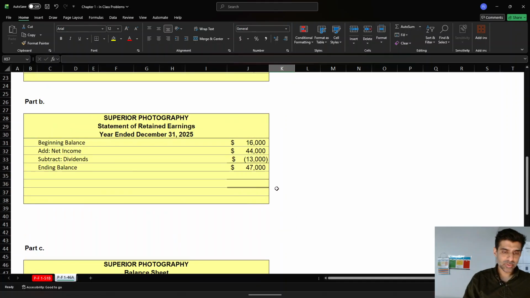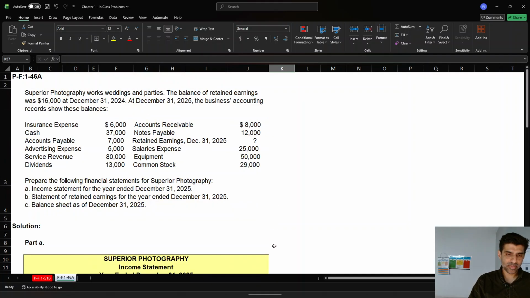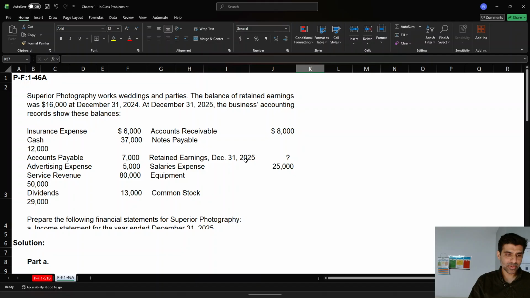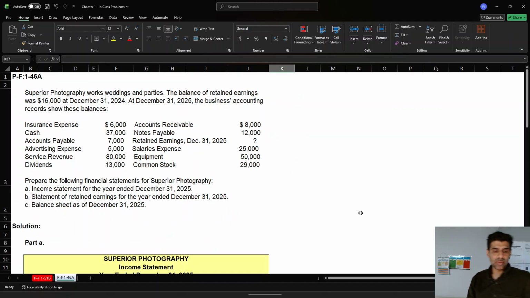I guess I'll leave this up. By the end of this exercise, every account here should have been incorporated into some financial statement. So you can go through and make sure everything in there is accounted for.